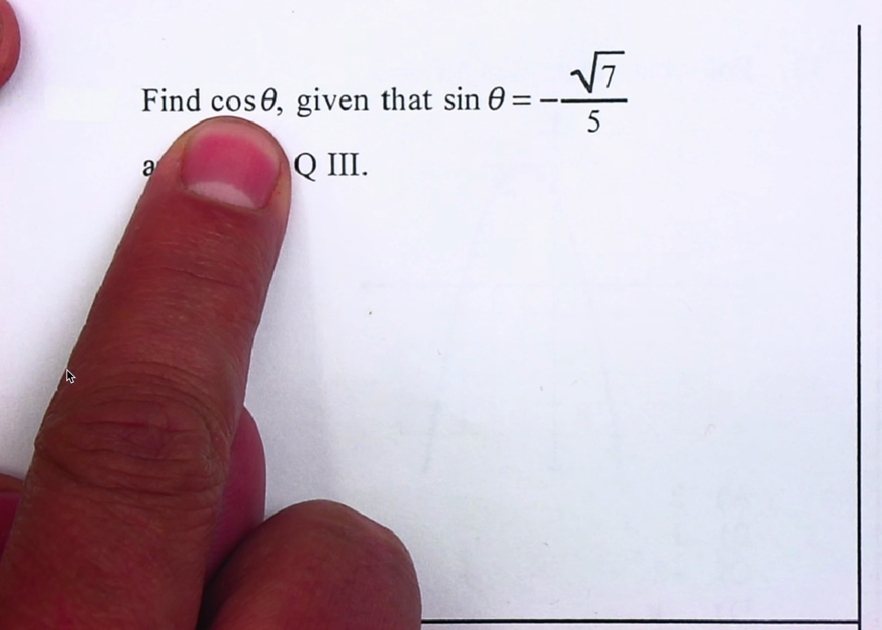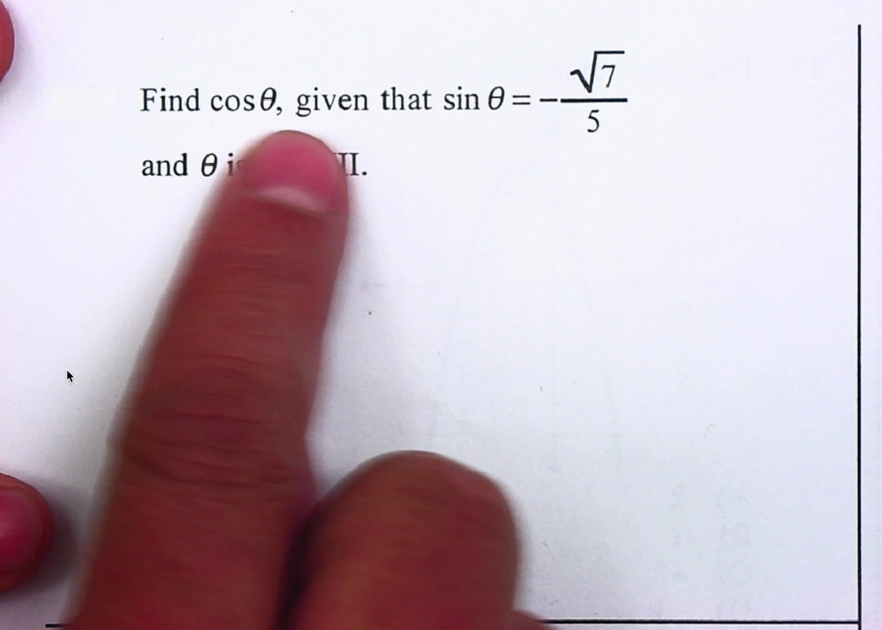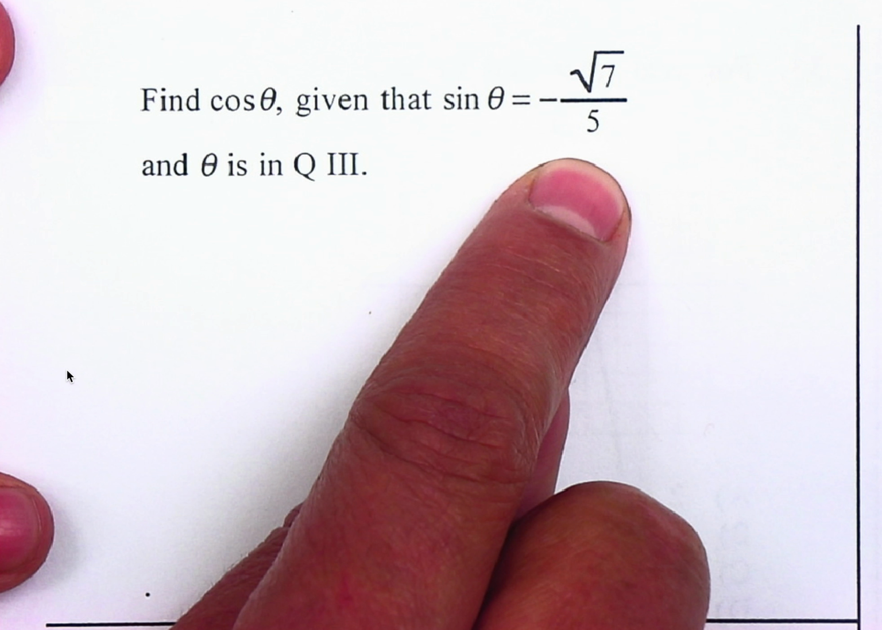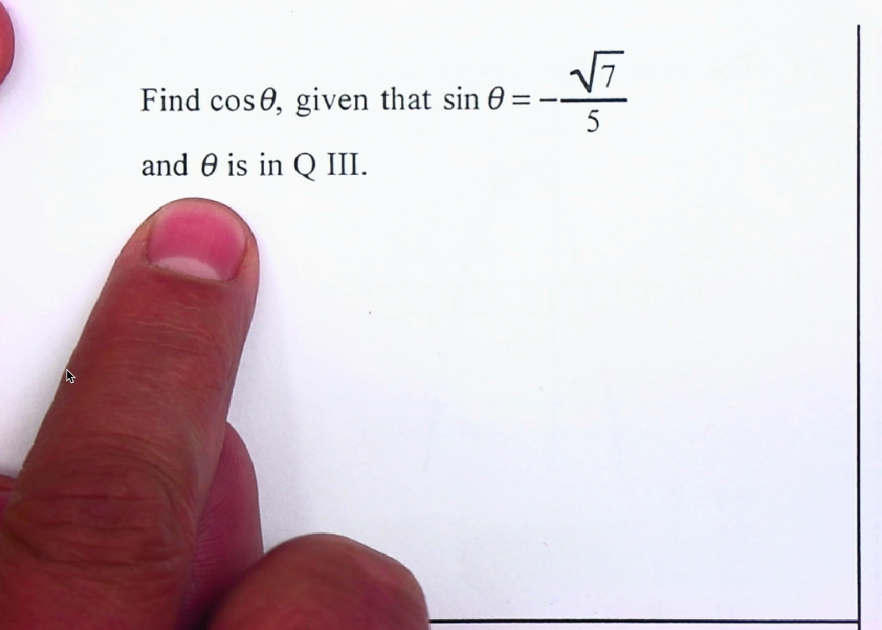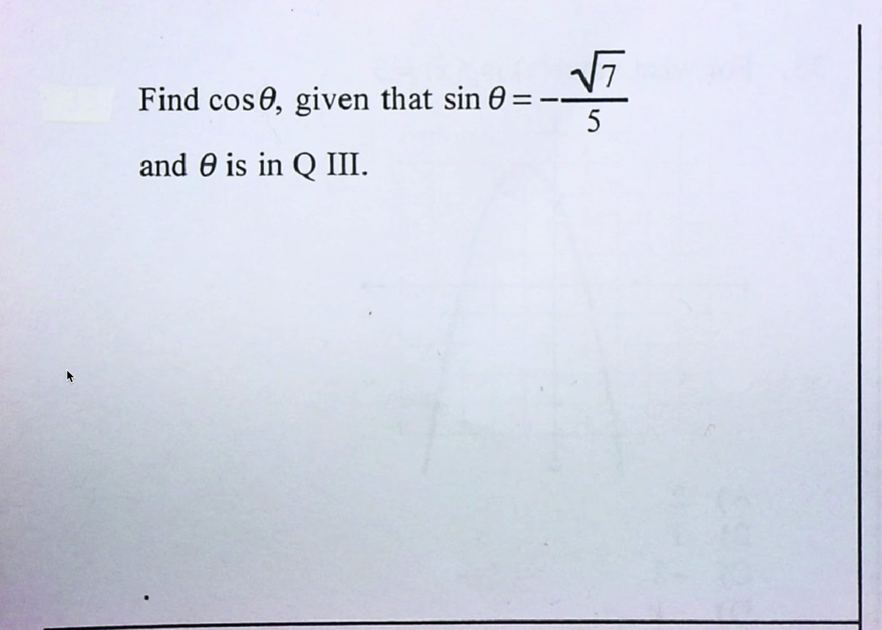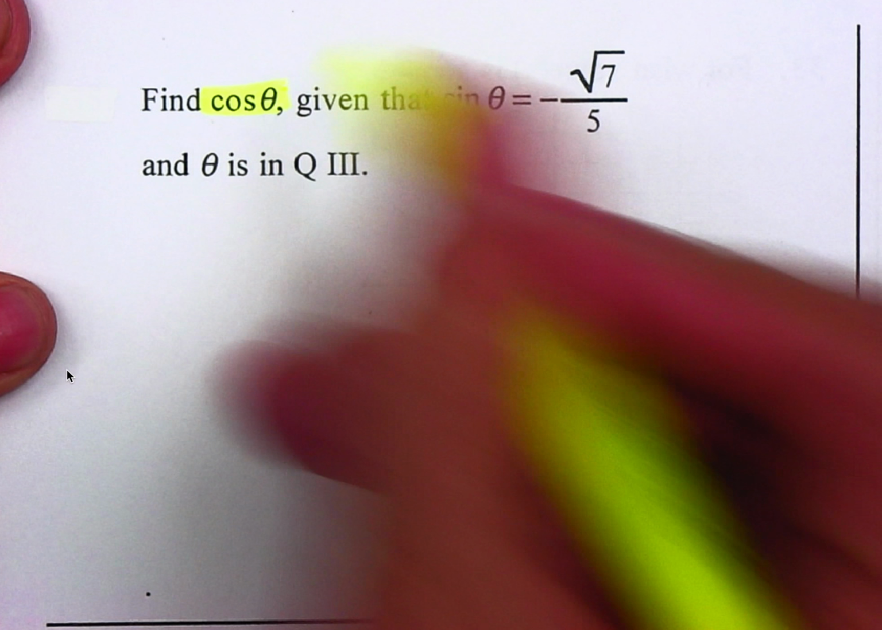Find cosine, given that sine of theta is equal to negative square root of 7 over 5. And they also tell us that theta is in quadrant number 3. So we need to find cosine of theta.